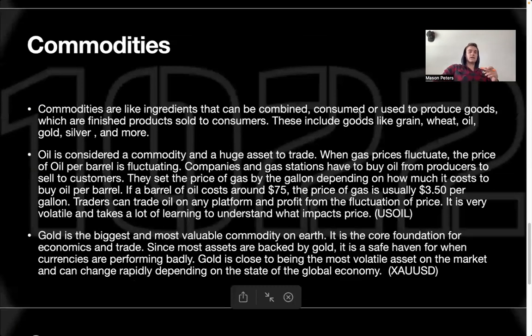Commodities. Okay, let's talk about commodities. Wheat, grain, oil, gold, silver. Oil is considered a commodity, huge asset to trade, right? Gas prices fluctuate, price of oil per barrel is fluctuating, right?